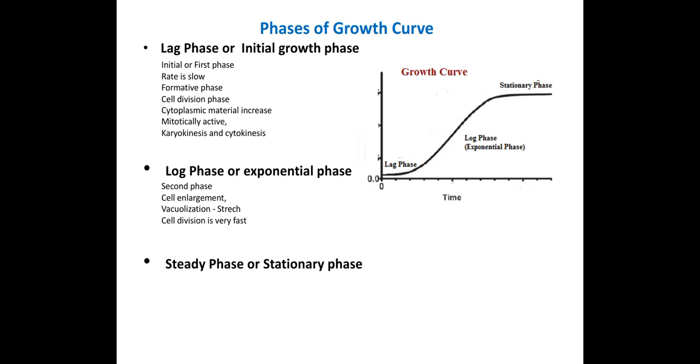The third phase is the steady phase or stationary phase. It is the cell maturation phase, also called the senescence phase. The growth rate becomes slow. During this phase, cell differentiation takes place. There is no addition of new cells and growth remains steady. So this is all about the phases of the growth curve.